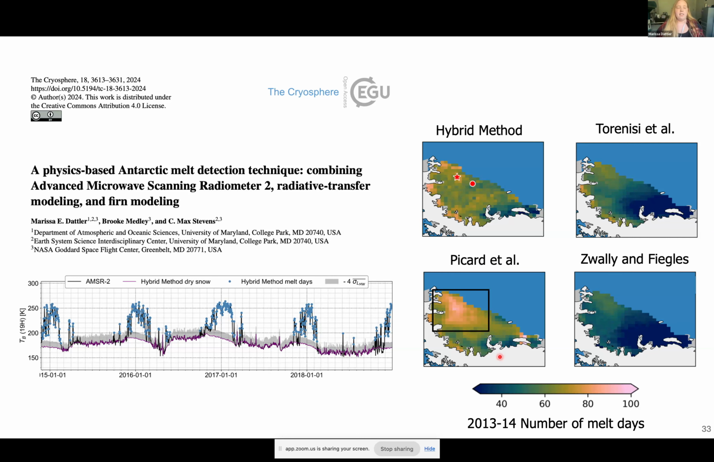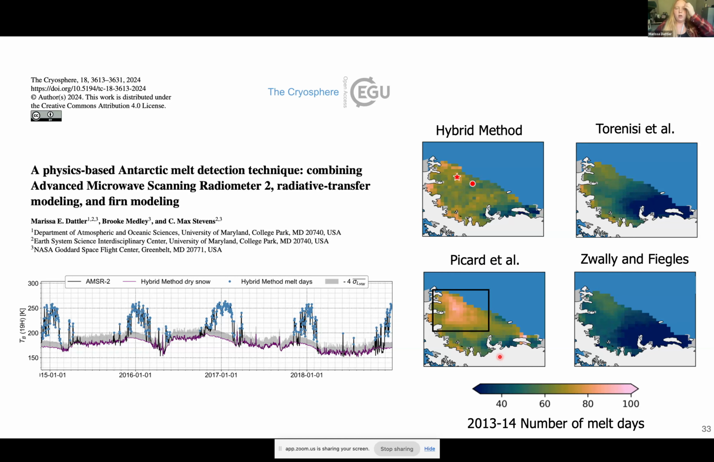And so basically we were flagging melt days by using this physics-based technique instead of more statistical techniques, which just take averages. We instead actually model the brightness temperature using radiative transfer modeling and firn modeling.